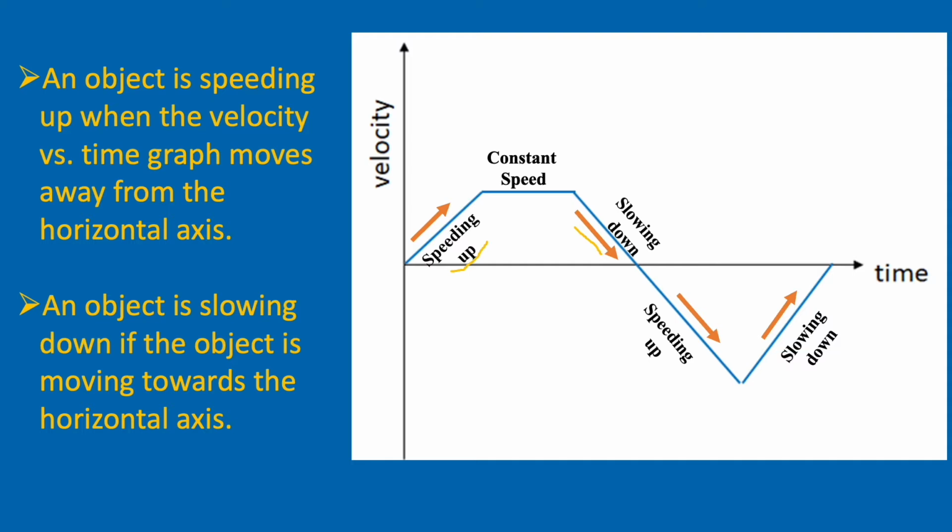So in general, if velocity and acceleration are positive, that means the object's moving away from the time axis. If they're both negative, it's also moving away from the time axis. And if they're opposite signs, that means it's approaching 0. So if the graph is approaching the horizontal axis, then it's slowing down.